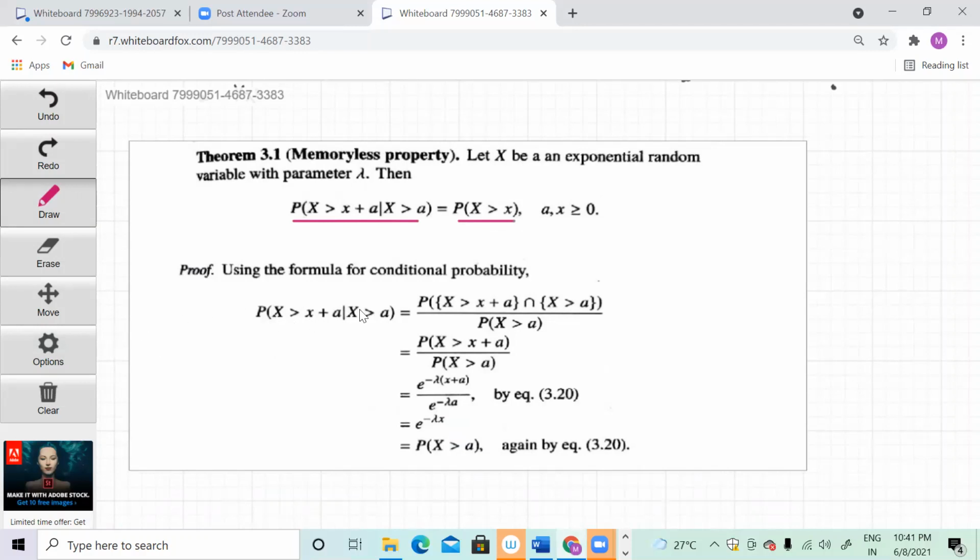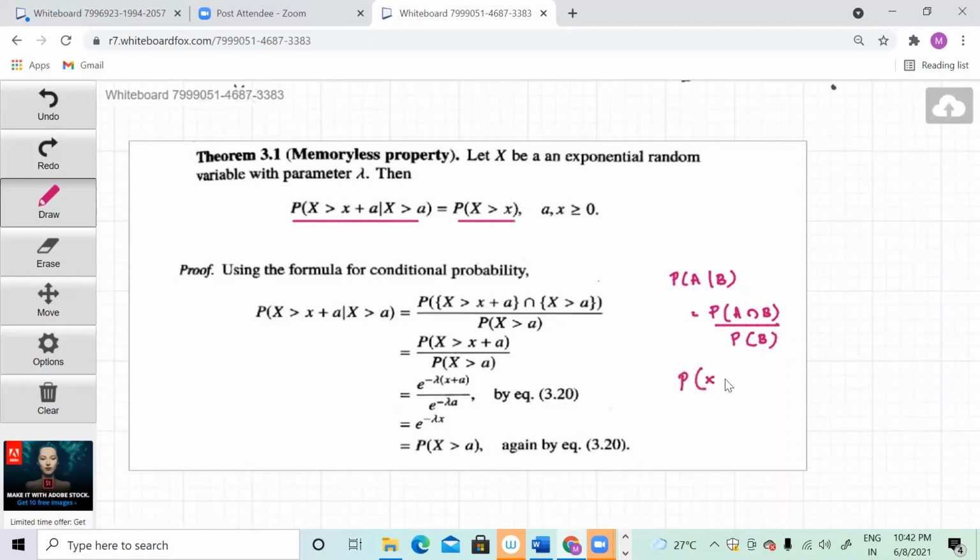For the probability of A given B, we know that the probability of A given B is equal to the probability of A intersection B divided by the probability of B. Similarly, in this case, the probability of X greater than x plus a intersection with X greater than a, divided by the probability of X greater than a, is equal to the probability of X greater than x plus a divided by the probability of X greater than a, because the intersection is the set X greater than x plus a.